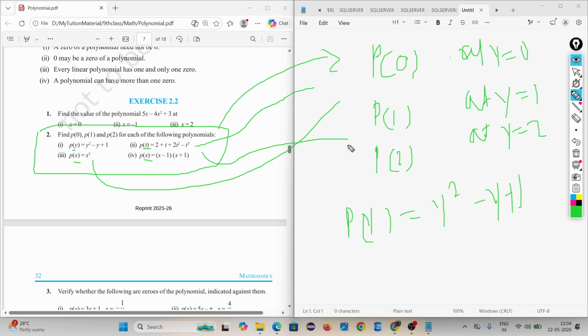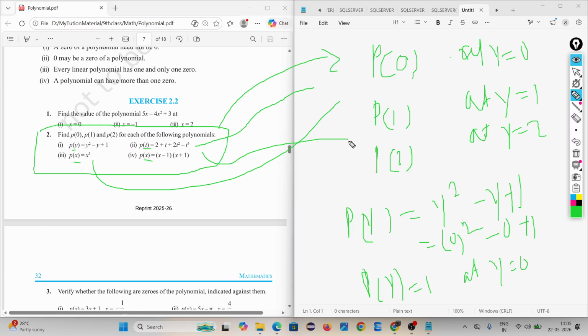Sir, first one, p of 0. When y equal to 0, that time the value equal to 1. Yes, sir. Look, I am putting 0 square minus 0 plus 1. So p of y equal to 1 at y equal to 0.